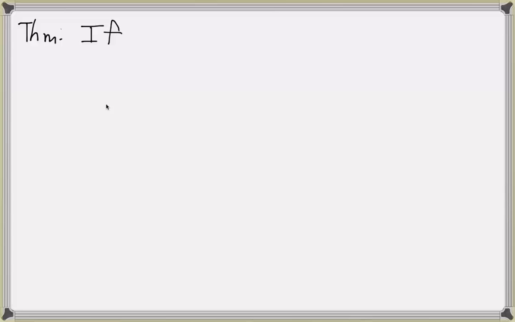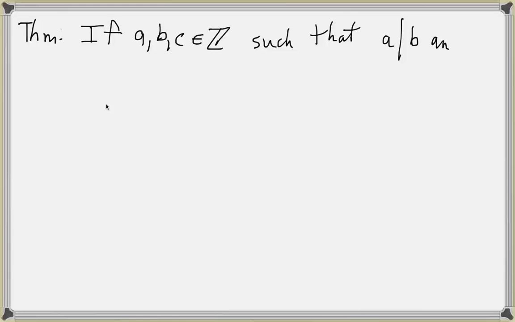For integers a, b, and c, such that a divides b and b divides c, then we can conclude that a divides c. Here's the proof.